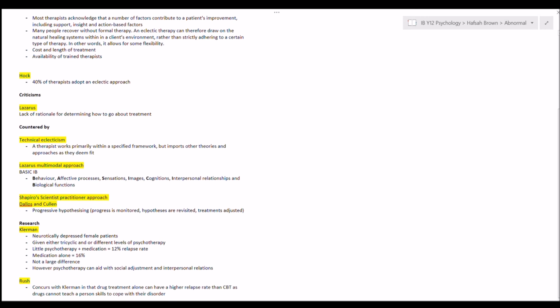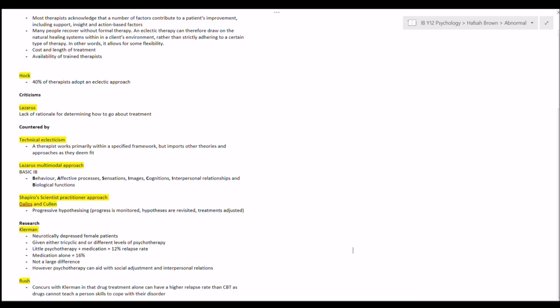Thirdly, there's Shapiro's Scientist Practitioner approach, and this is also known as progressive hypothesizing. So when the patient first comes in, you make a hypothesis about what you want the treatment to look like, and then you monitor the progress as time goes on, and then you revisit your original hypothesis and see is it still applicable. And if it is, then you can continue. If it isn't, then you can adjust the treatment accordingly.